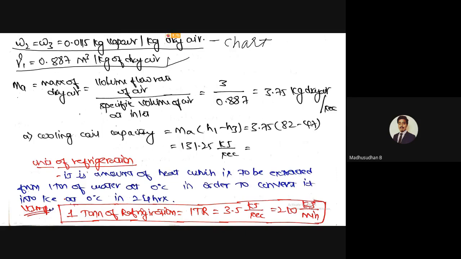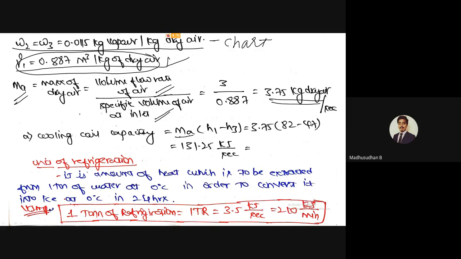So let us go forward. This is how we will calculate it from the chart. And the mass of air is given by the volume flow rate, with the specific volume at the inlet that you have calculated from the chart. Substituting the values, you'll calculate 3.72 kg dry air per second.